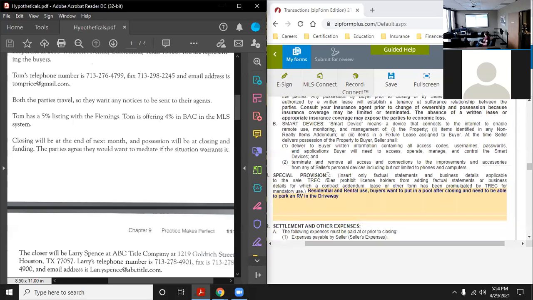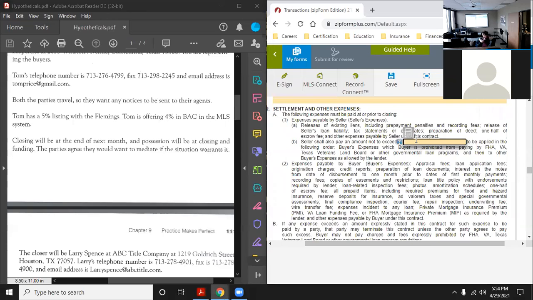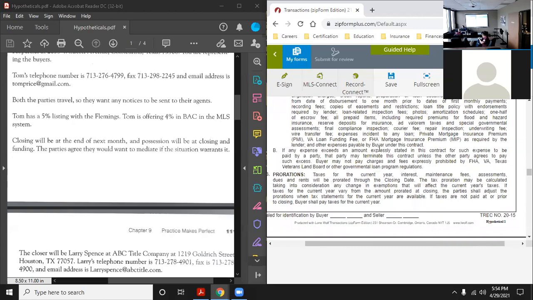Okay, so settlement and other expenses. There is nothing saying that the seller is going to pay the buyers anything at closing. The buyers are not paying. They're not asking for $10,000 or $5,000 in repairs or whatever. So at this point, you just put 0 in here and leave it like that. Oh, sorry. In order to put 0 in on ZipForms, you have to double tap space and then put in 0.